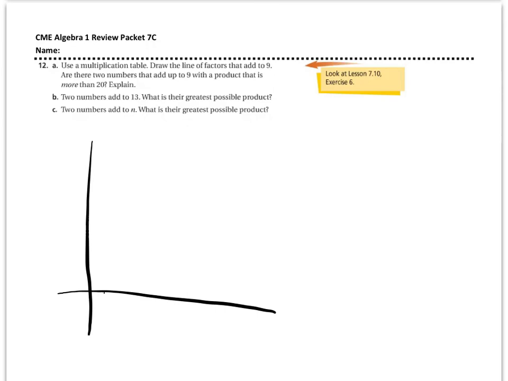0, 0, 1. What will be 1 times 1? So you have 1, 2, 3, 4. I'm just going to make the small one. That's 3 and 4. And this is going to be 2 times 1, so it's 2. 2 times 2, 2 times 3, 2 times 4. 3 times 1, 3 times 2, 3 times 3, 3 times 4, and so on and so forth. And are there two numbers that add up to 9 with a product that is more than 20? Explain. Two numbers add to 13. What is their greatest possible product?